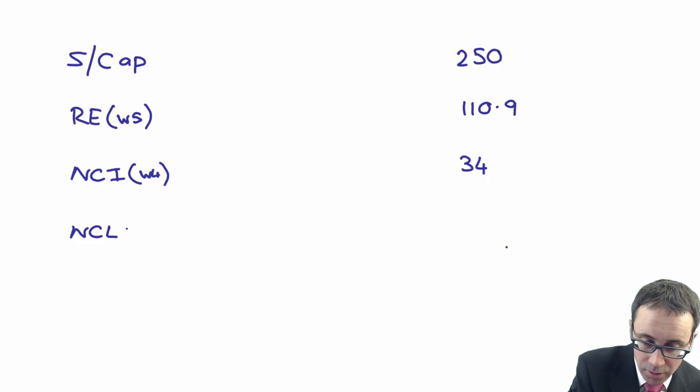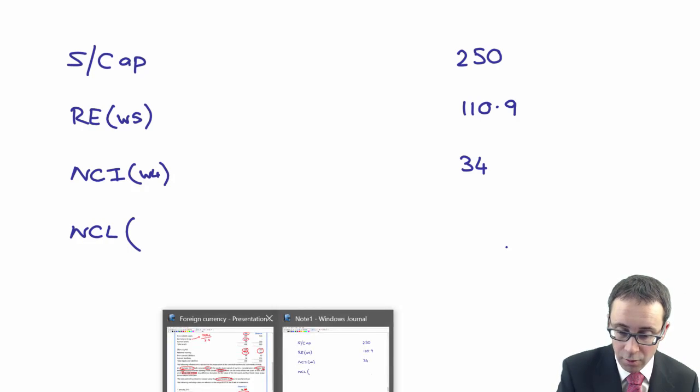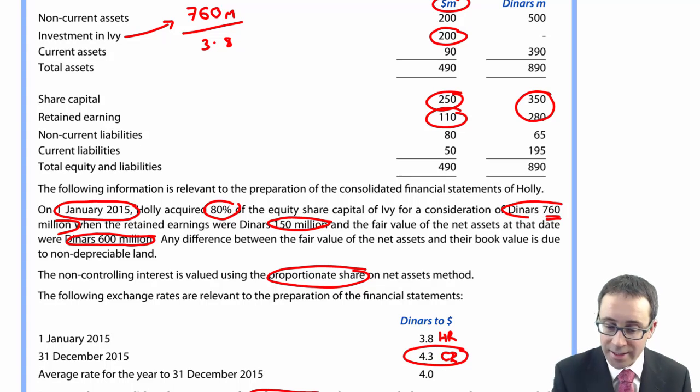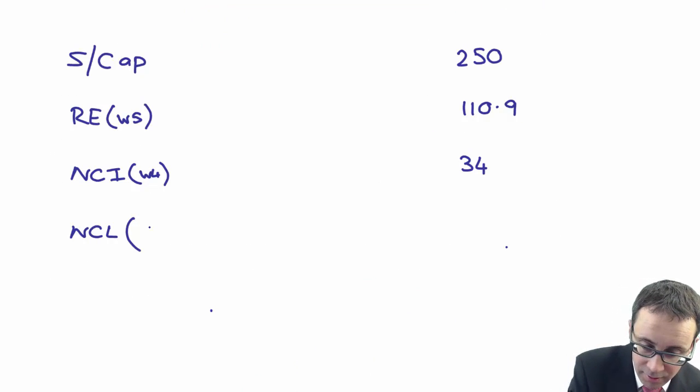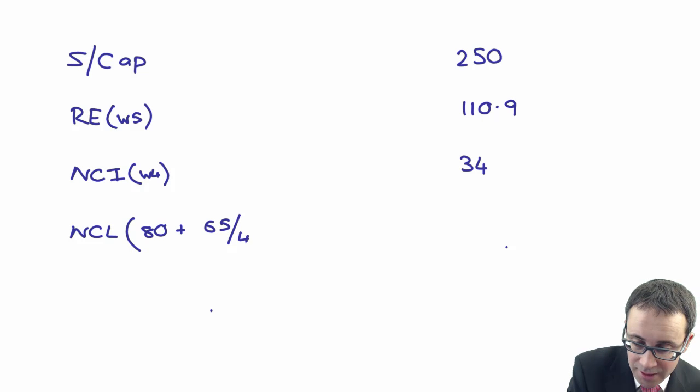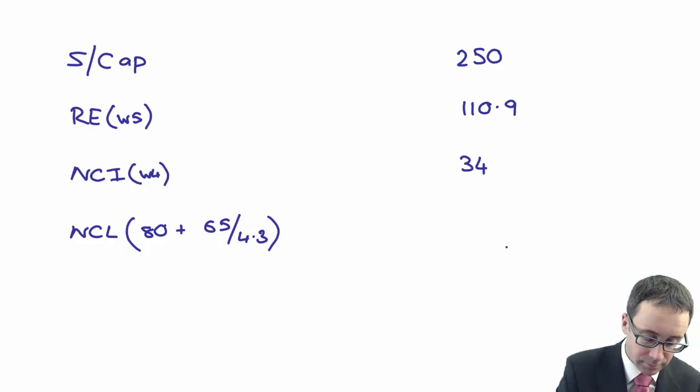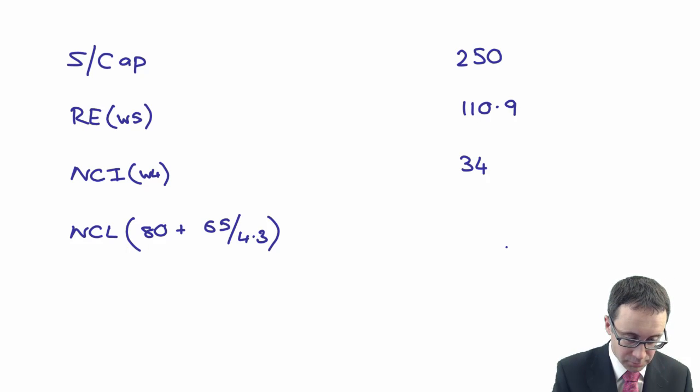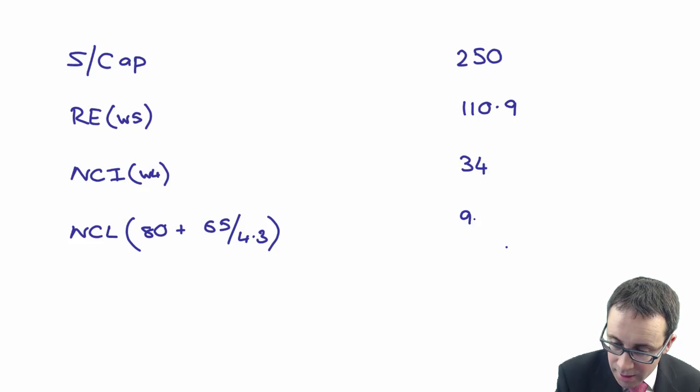We've then got, I think, some non-current liabilities, which we can look back to the financial statement. So 80 and 65. Again, don't forget to translate the 65 at the closing rate. So that gives me, is it 95.1.